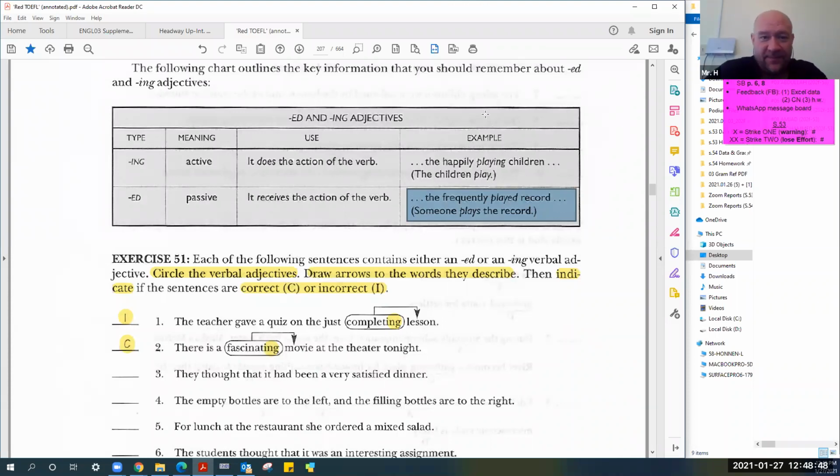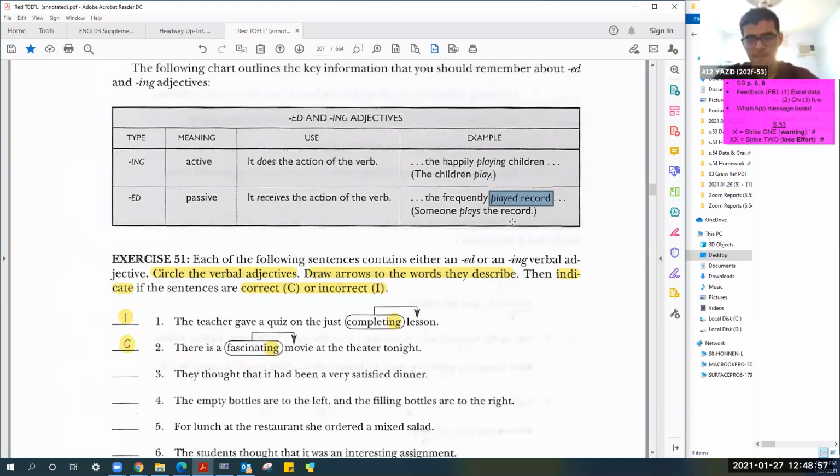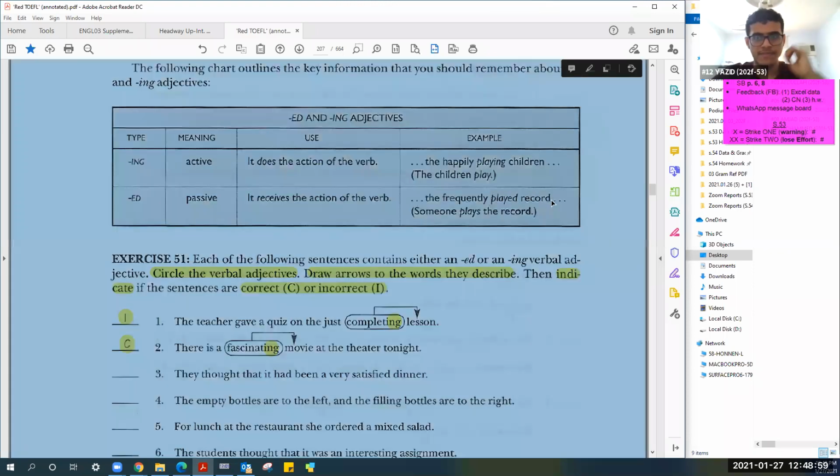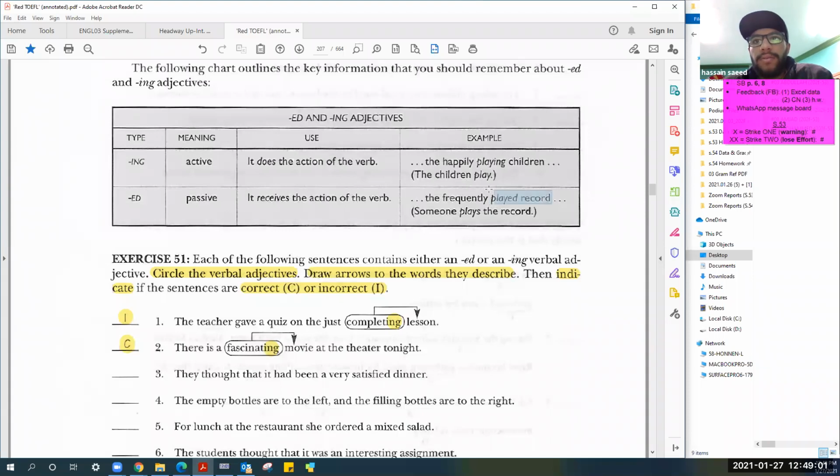Okay. All right. So why is it ED? Why is that ED? The record is not doing the action. Yes, the record can't do the action. You got it? All right.